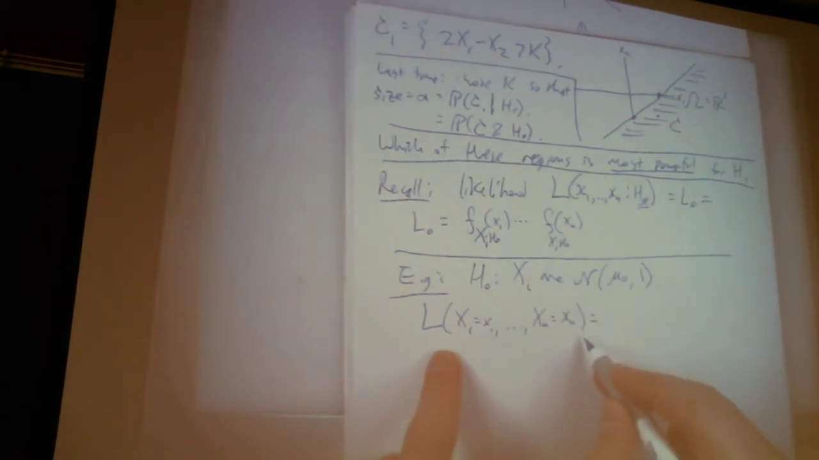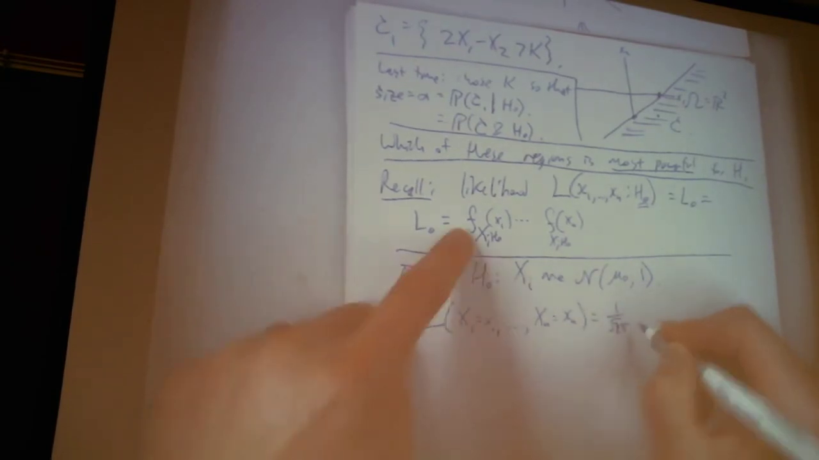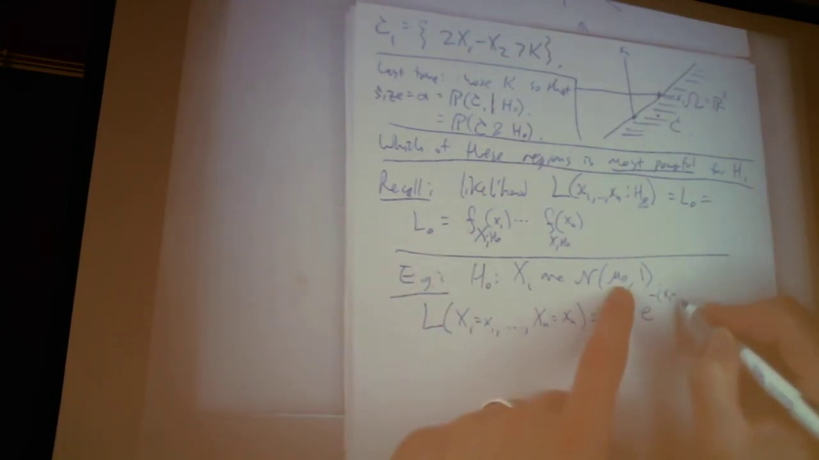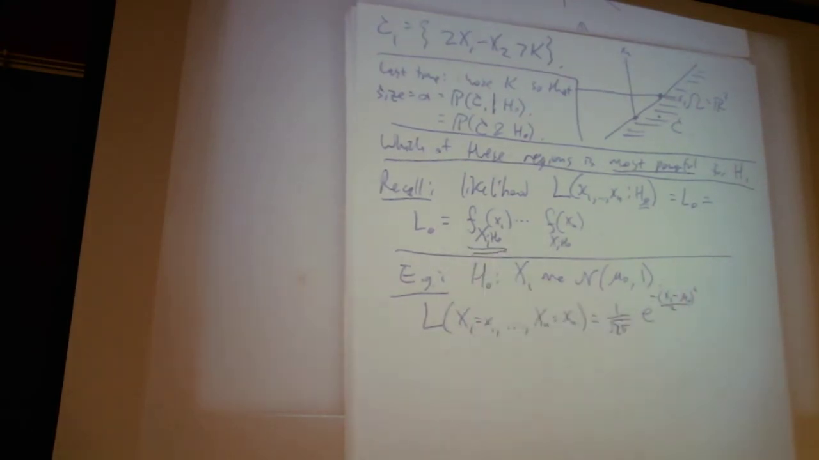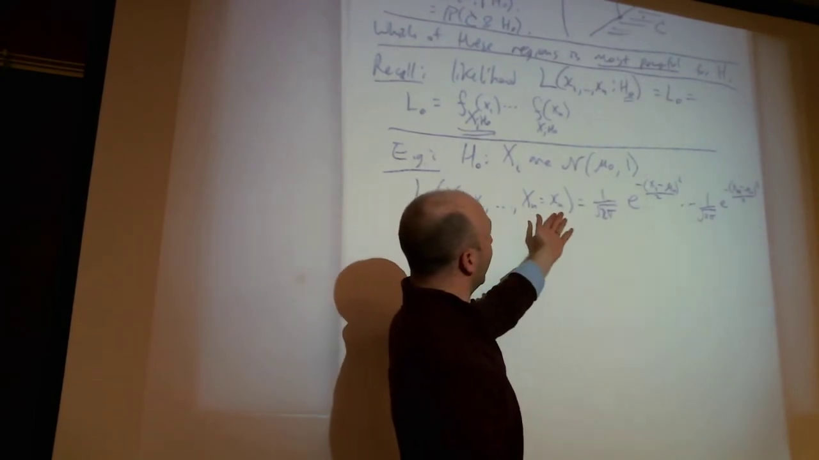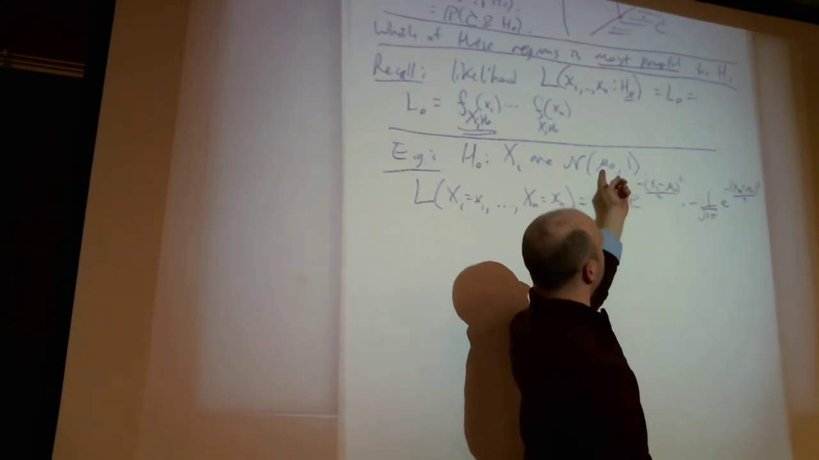So what would this be? 1 over root 2 pi. So the first one is 1 over root 2 pi e to the minus (x1 minus mu0) squared over 2, and sigma squared is 1. So that's just the first value. And then there's a second value, and a third value, and then an nth value, which is 1 over root 2 pi e to the minus (xn minus mu0) squared over 2. So that's the likelihood of this outcome given h0, given that we're assuming its variance is 1 and mean is mu0.